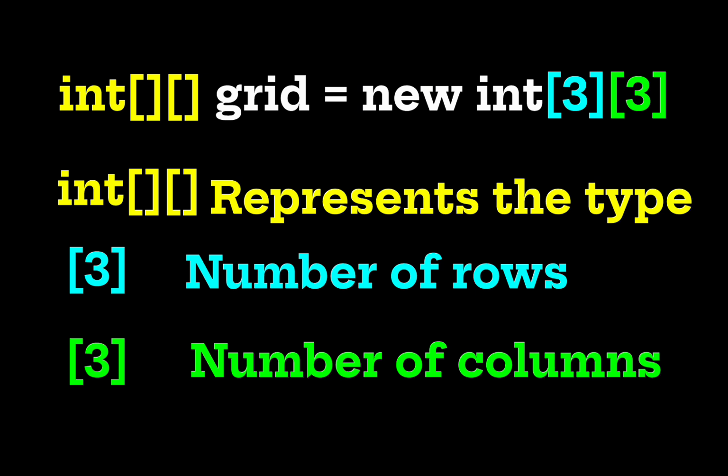And so to put everything together, we have int, 2 square brackets, to represent that this is a 2-dimensional array of integer. The name of that 2D array is grid. And we want to allocate somewhere memory for this such that we have 3 rows and 3 columns.